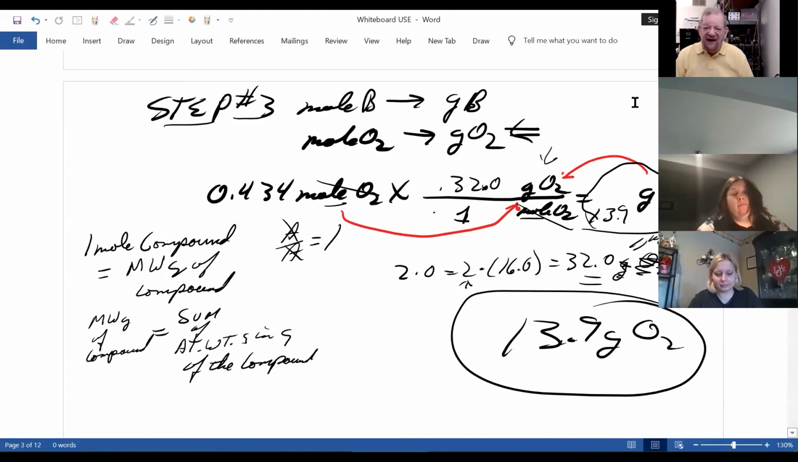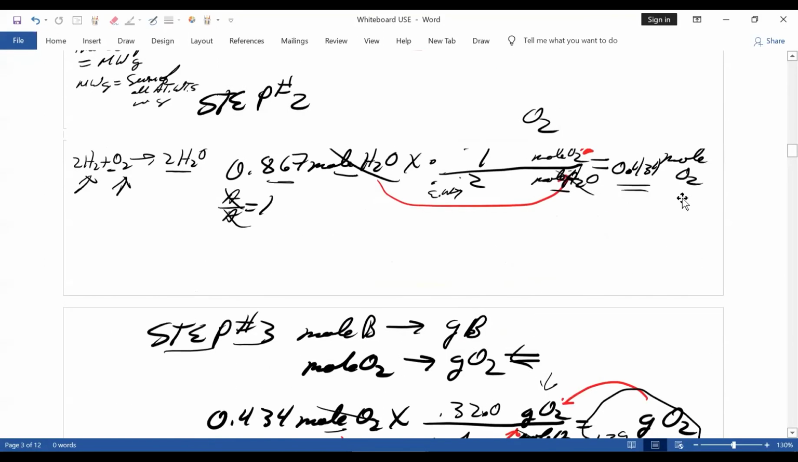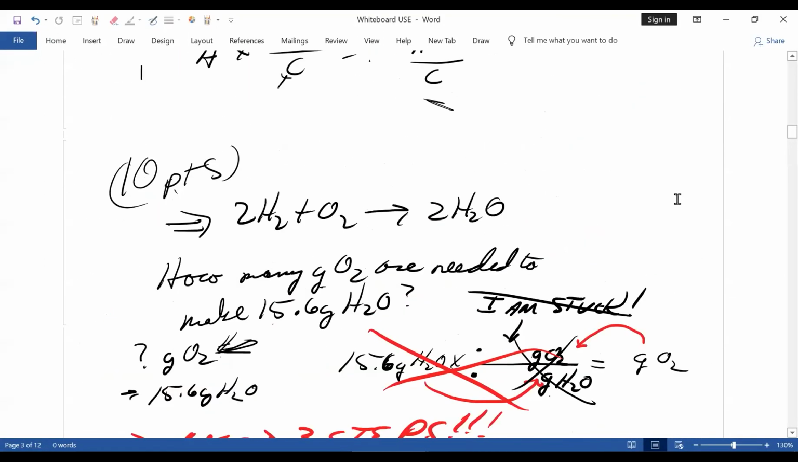Let's go through it again real quick because we're almost out of time, but we've got time to go. All right. When you're trying to go from how many grams of a substance, in this case oxygen, are needed to make 15.6 grams of water, and you're given a balanced chemical equation, you need 3 steps.